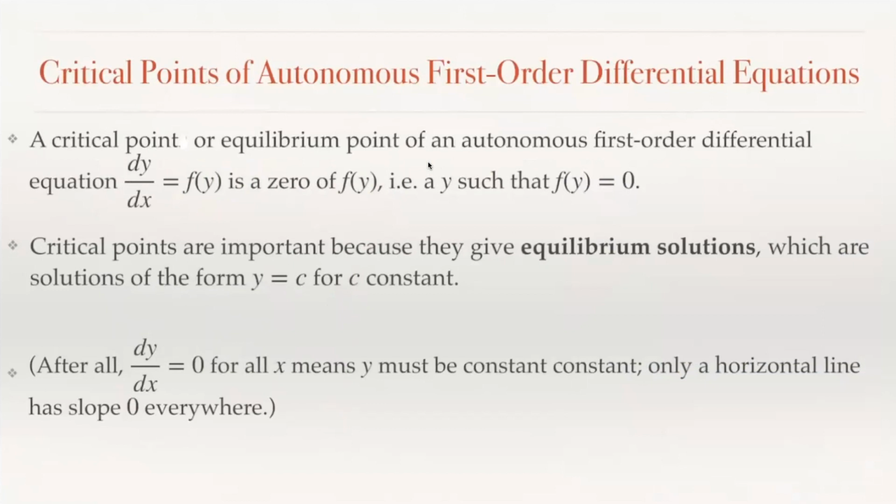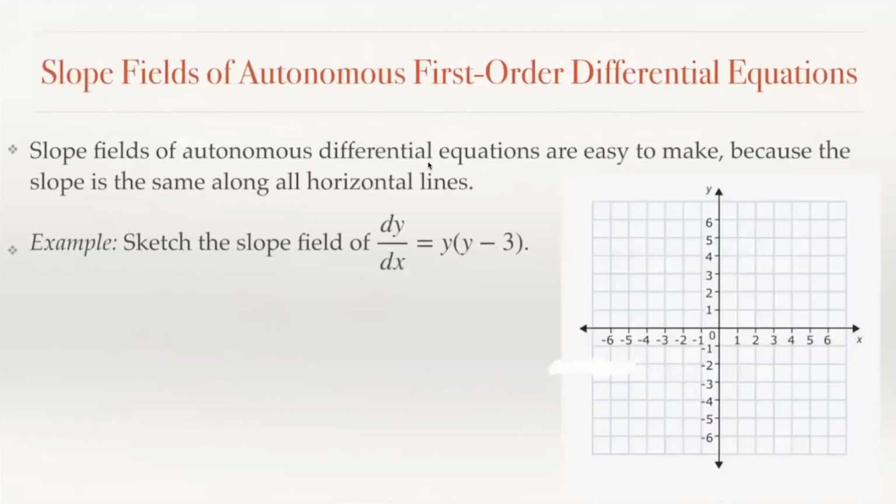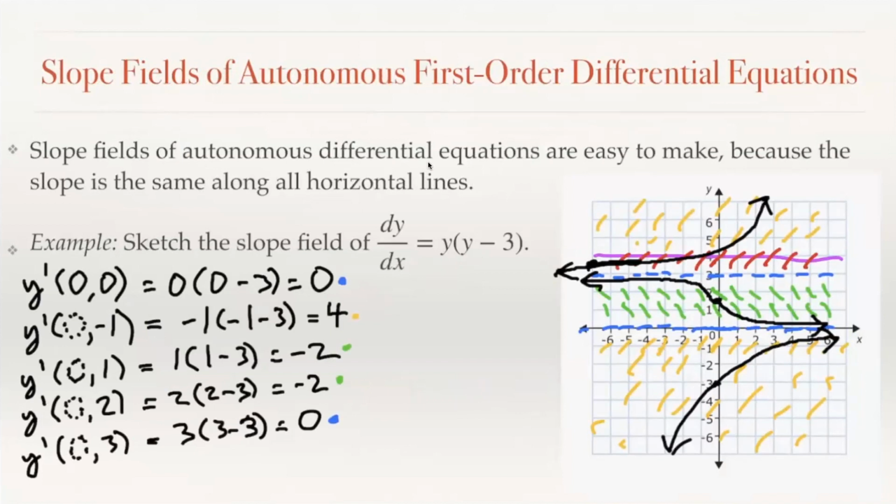Critical points are important because they give equilibrium solutions, which are solutions of the form y equals c for c a constant. Why is this? Well, it's because if dy/dx is 0 for all x, that means that y must be constant. Only a horizontal line has slope 0 everywhere.